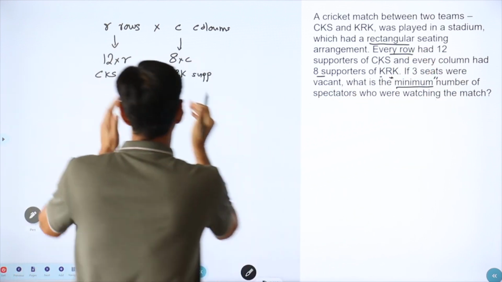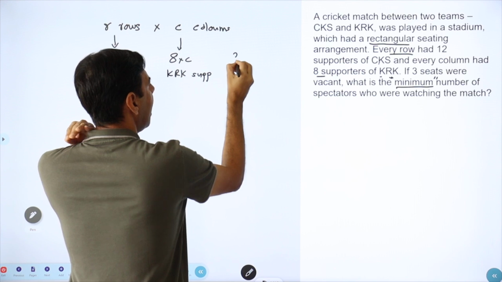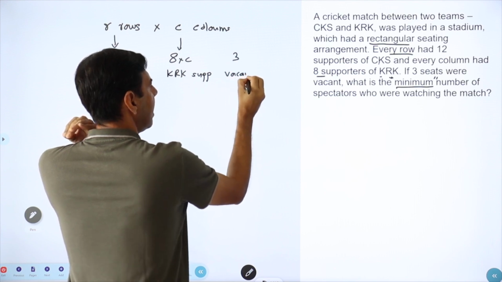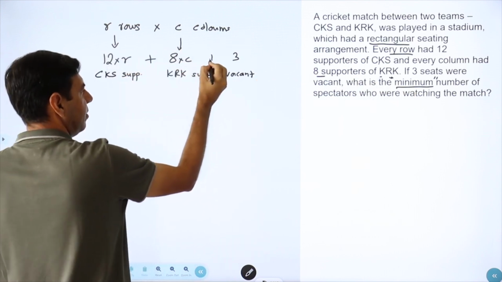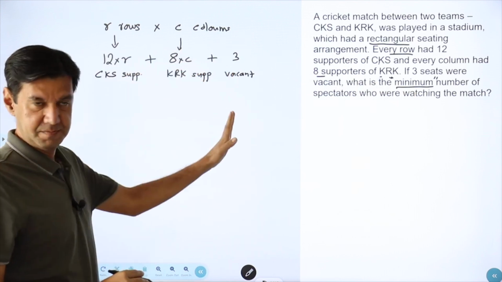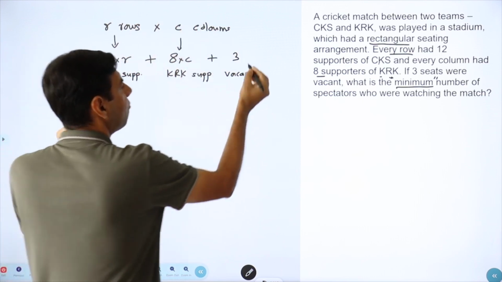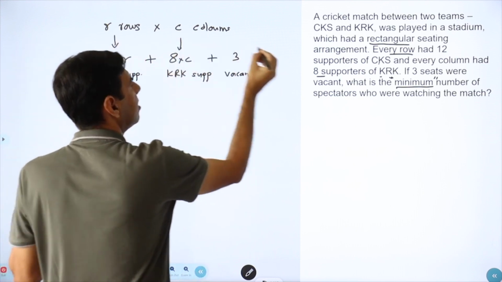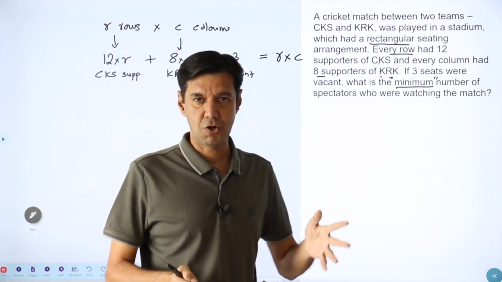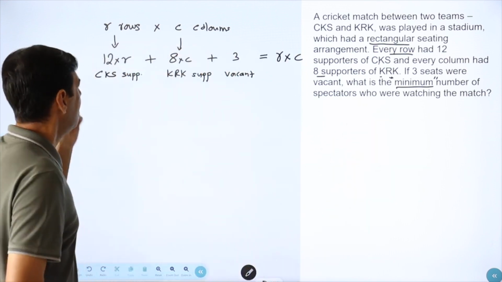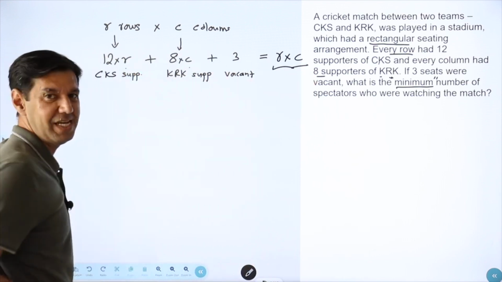3 seats were vacant. So these are supporters of CKS, supporters of KRK, and 3 are vacant. Right? So that's it. Now what you need to realize is that there are 3 vacant seats also. This is the total number of people, and this is the total number of seats. And what do I equate it to? I equate it to R into C, because in a rectangular arrangement of R rows and C columns, the total seats are R into C.